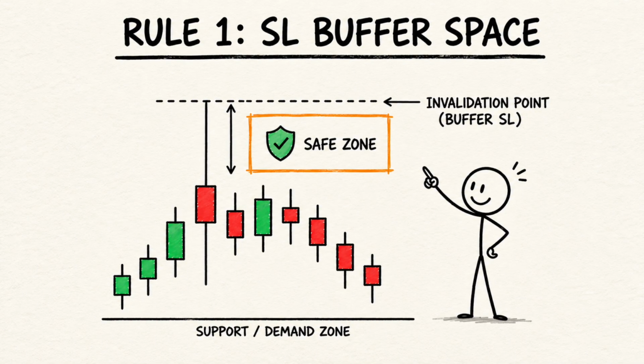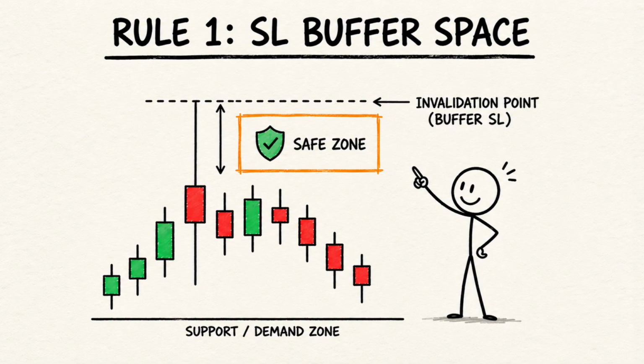3 golden rules for risk management. Invalidation point, SL placement. If you are trading a long wick candle or inside bar, your stop loss shouldn't be placed right below/above the candle's body, but slightly outside the highest/lowest wick of that pattern, giving it buffer space. As long as that level isn't broken, your trade idea remains valid.